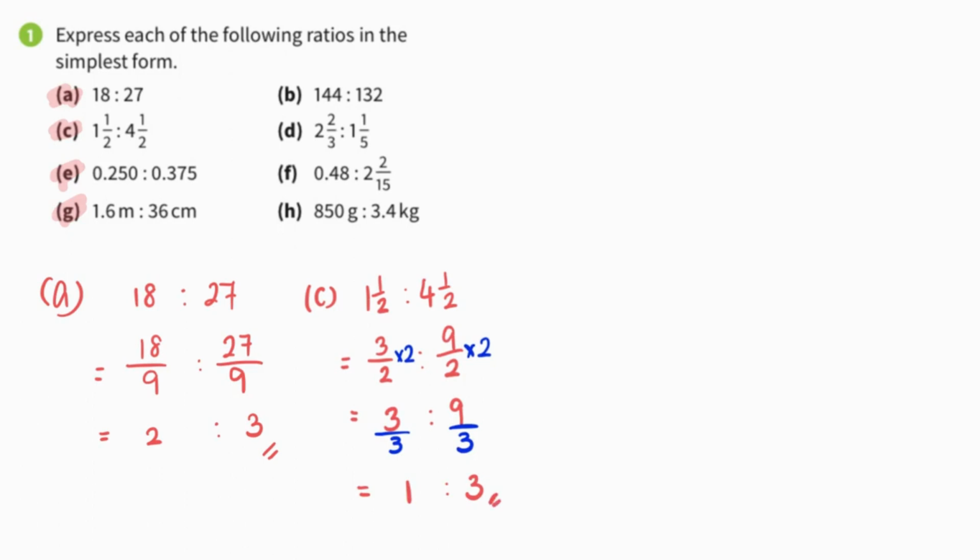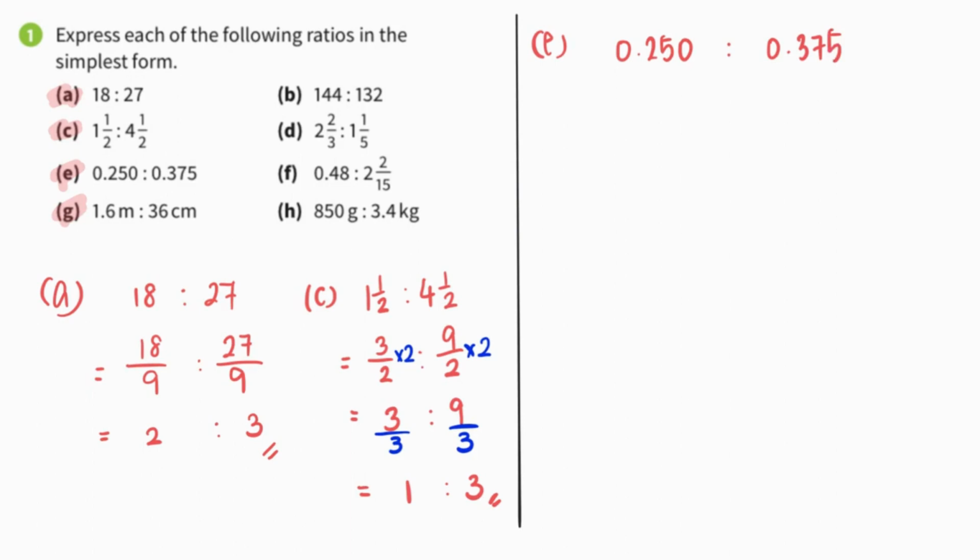Alright. Now, let me just make sure that I have space for the last two that I'm going to go through here. So for part E, where we have a decimal, 0.250 is to 0.375.